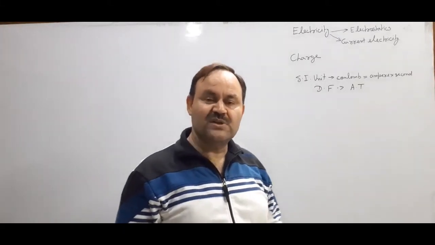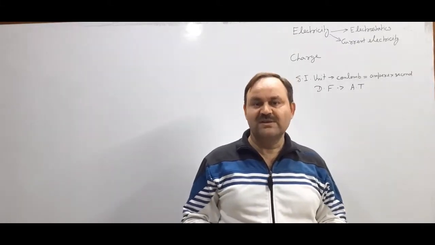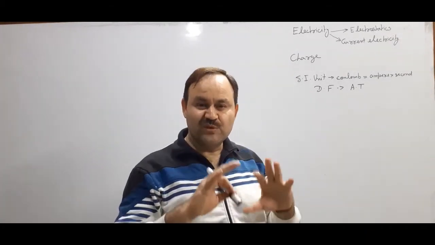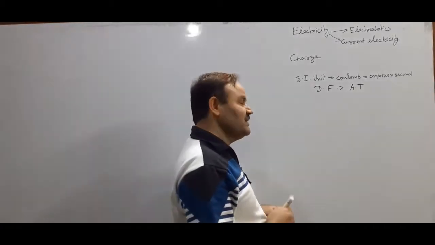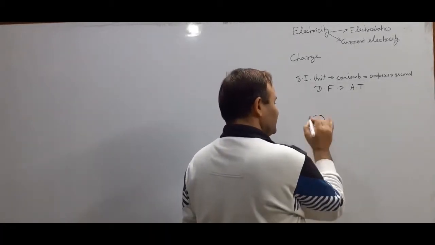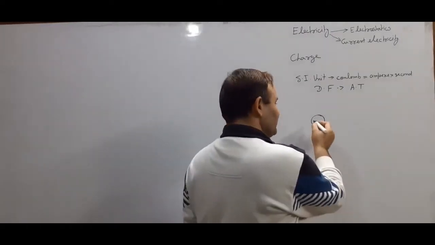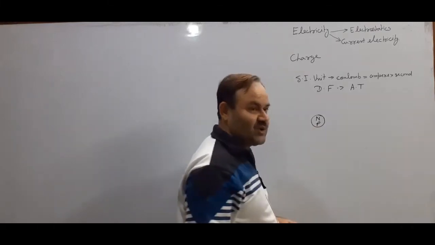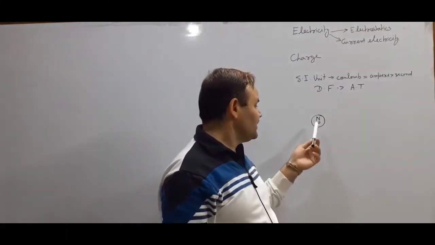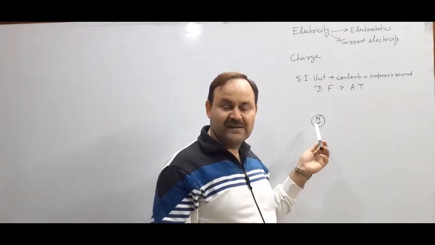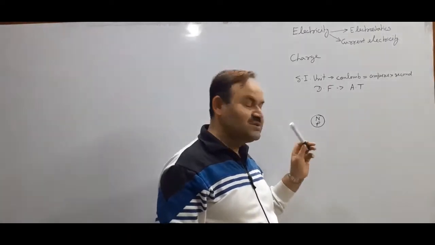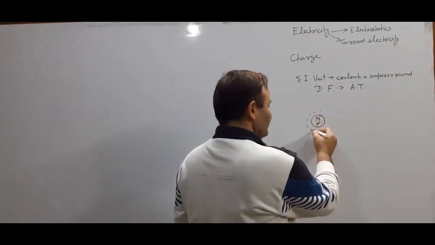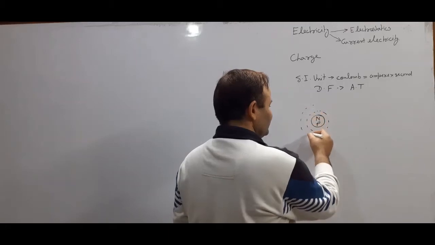Now, how to produce charges on the bodies? To produce charges on the bodies, we will have to consider the composition of the body. Every body is made up of atoms, and atoms have the central densest part called the nucleus containing neutrons and protons. Neutrons are electrically neutral while protons are positively charged. Around the nucleus revolve electrons in various orbits.